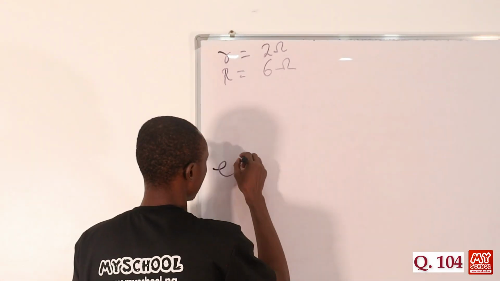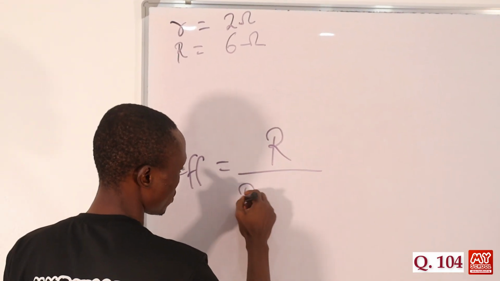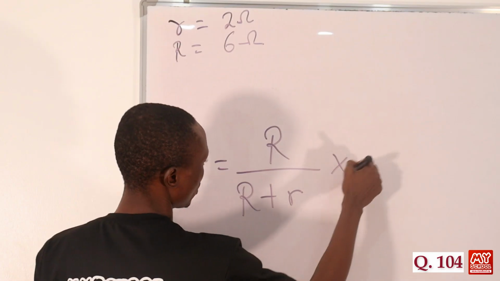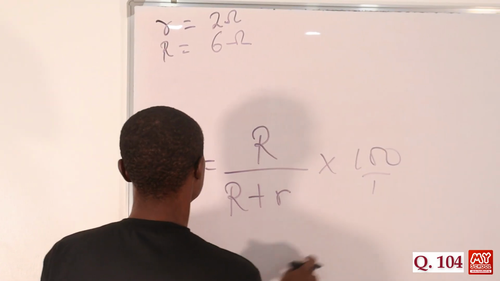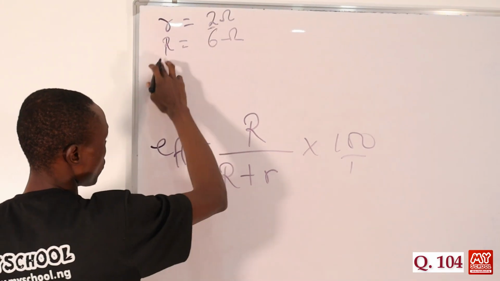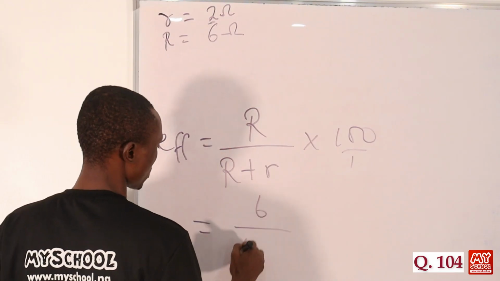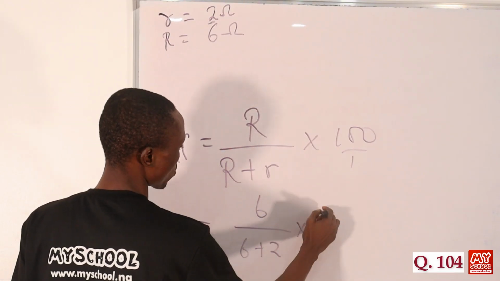So efficiency of a cell is equals to external resistor divided by external resistor plus internal resistor times 100. So we just substitute the values, because the value of the internal resistor is 2 and the value of the external resistor is 6. So here we'll be having 6 over 6 plus 2 times 100.